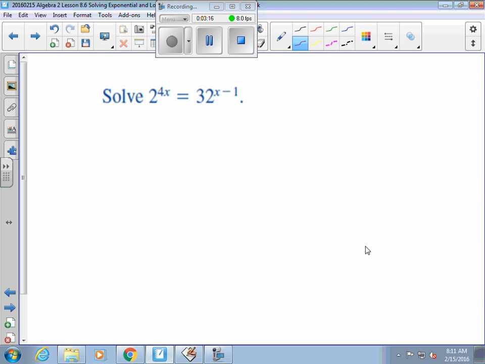Off to the side, I know you don't have a lot of room on the back, so off to the side, solve this one. 2 to the 4x is equal to 32 to the x minus 1. Again, make them both have the same base first. Take about 45 seconds on that one.